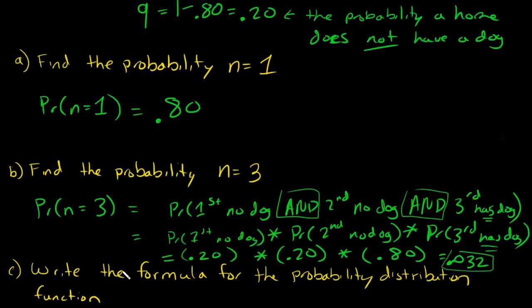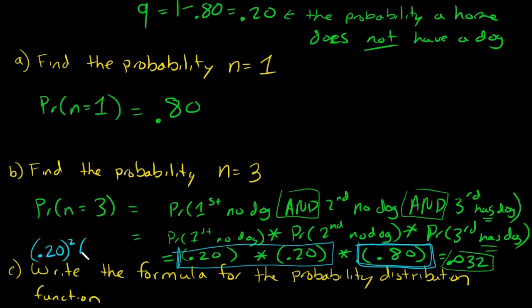Okay. One thing I want to point out before I move on from here is what happened here. I had how many failures? I had 2 failures, right? And then 1 success. So basically, this is the same thing. I could have written this as 0.20 squared times 0.80, right? That's exactly the same thing. 0.2 times 0.2 is 0.2 squared, and then times 0.80. Okay?